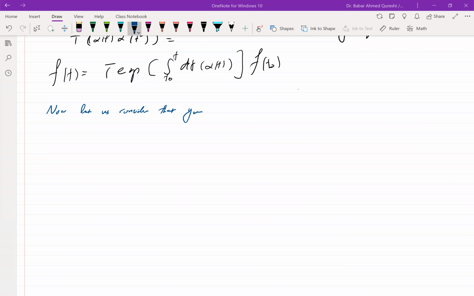So now let us consider that you have a vector v mu at some point, and you want to parallelly transport it and bring it back, and you want to see where does it go. Does it come back or does it give you something else?